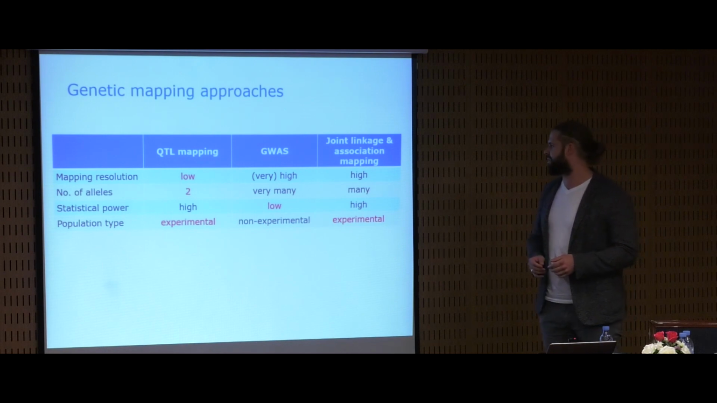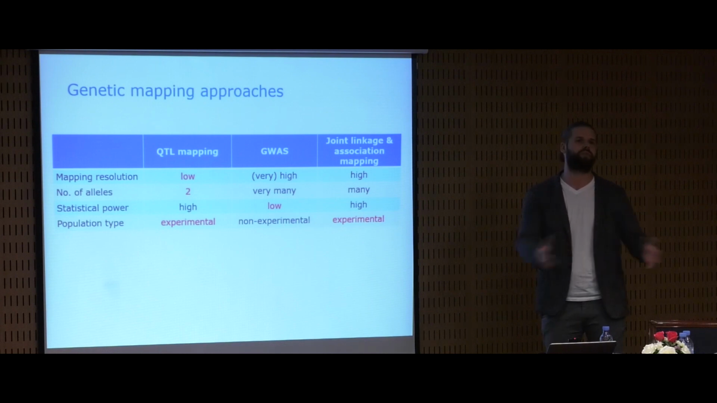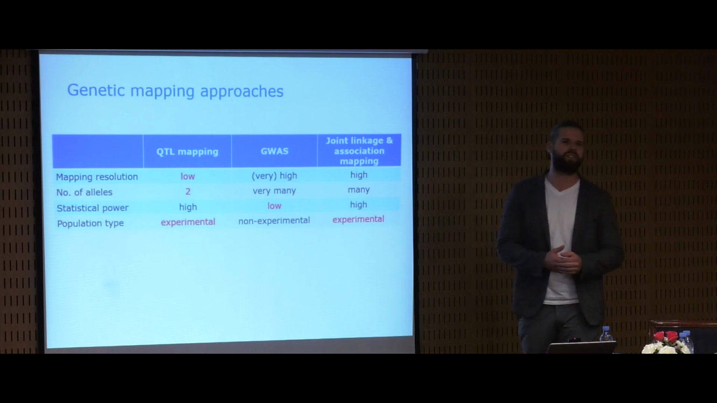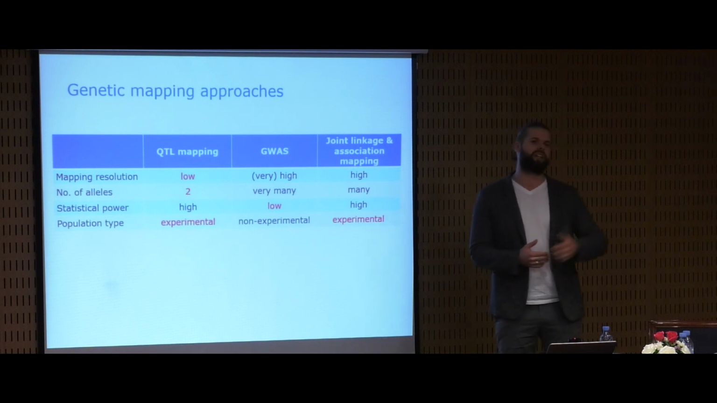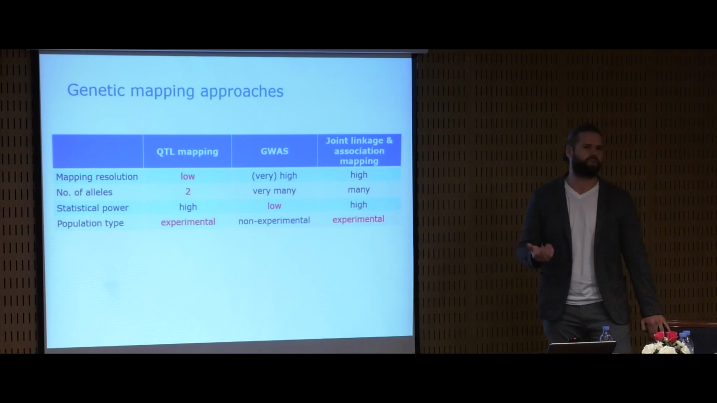Probably the biggest disadvantage is that the population type is still pretty experimental, so you have to create an NAM population at first, which can be a really time-consuming and costly process. With technologies like speed breeding, it's way easier, but this might not work for winter crops, for example, winter wheat.